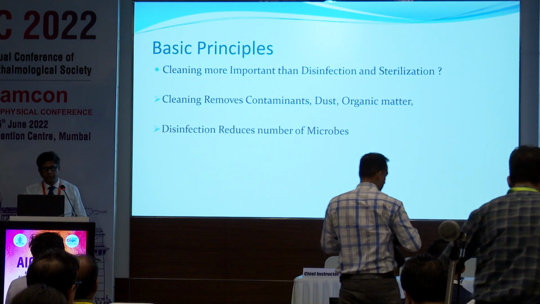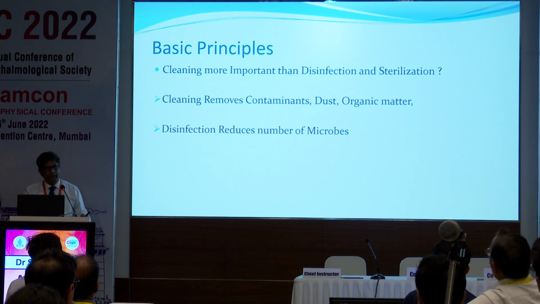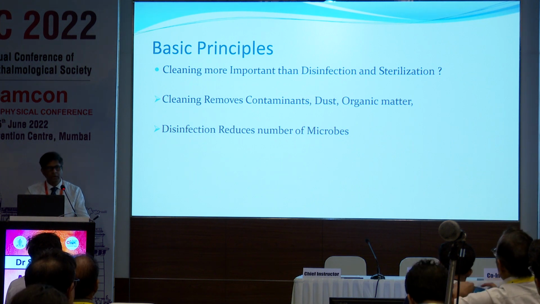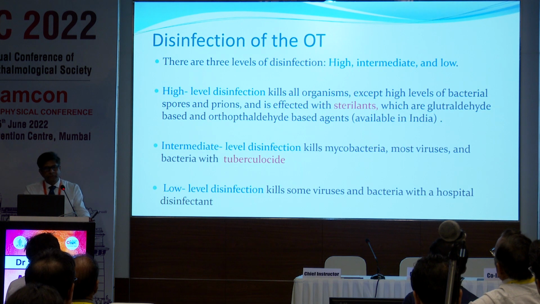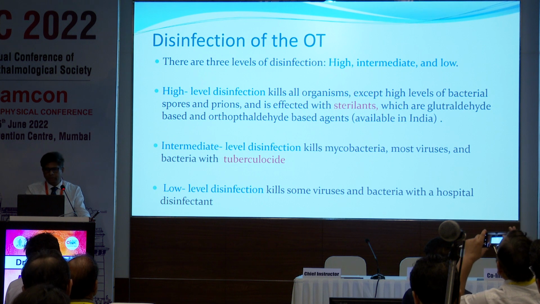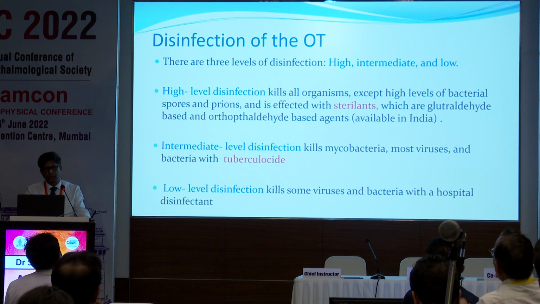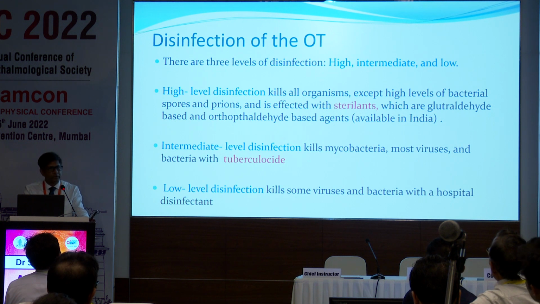So what is more important? Is it cleaning or disinfection and sterilization? Actually, both have their importance. Cleaning removes the contaminants, dust, and the organic matter, whereas disinfection reduces the number of microbes. Now, disinfection of the OT is done with 3 levels of disinfection: high, intermediate, and low. High level kills all organisms except the spores and prions, and it is effective as sterilants, which are glutaraldehyde-based or orthophthalaldehyde-based agents which are available in India. And there is intermediate and low-level disinfection as well.